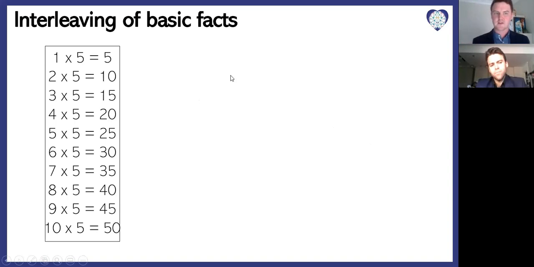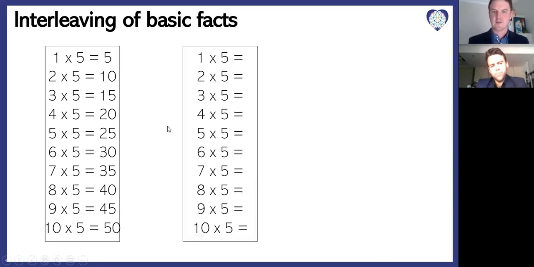Okay, so let's talk about interleaving of basic facts first. This is something that teachers often do with their students, and I've often done in the past, and it is important practice. This is having students chant their times tables in order, in sequence, and then maybe we also take that a step further and take the answers away and have them chant their times tables in order, forwards or backwards.